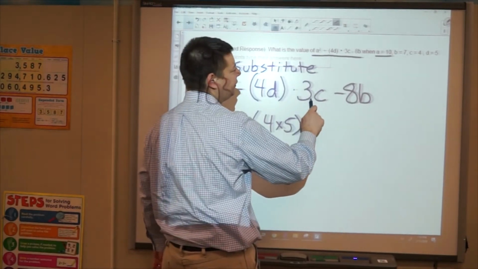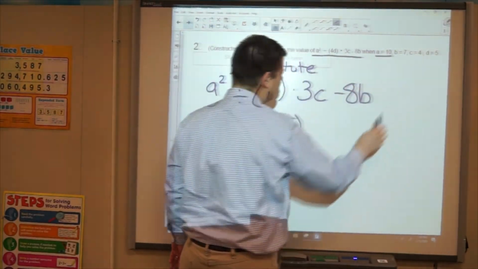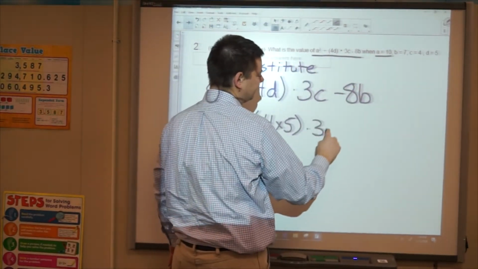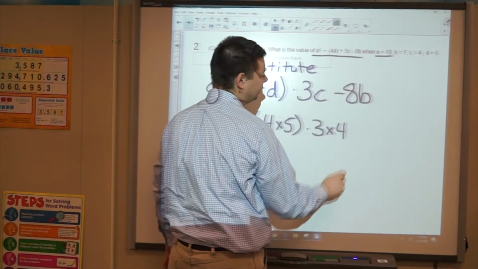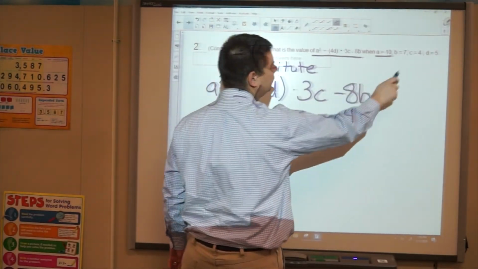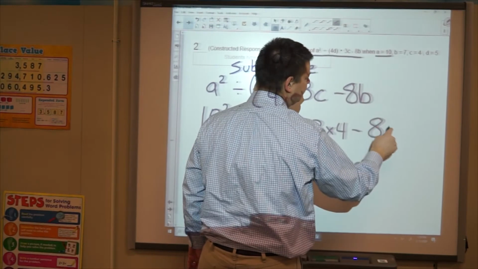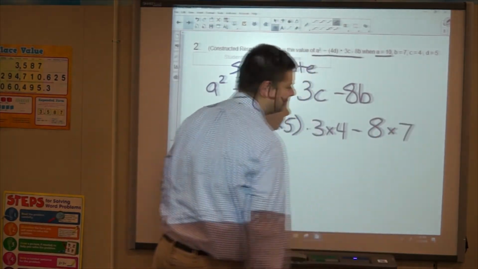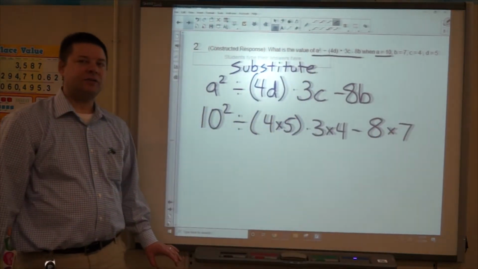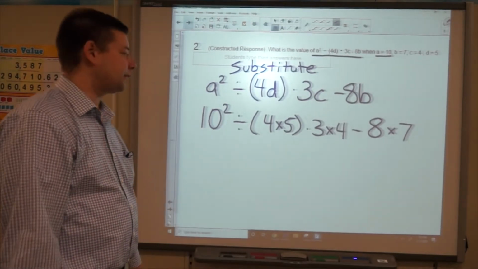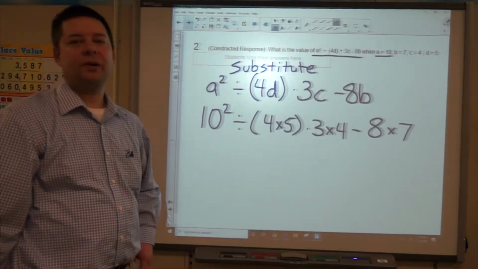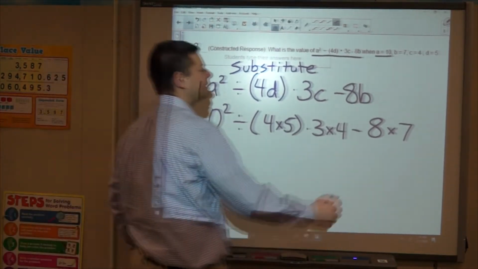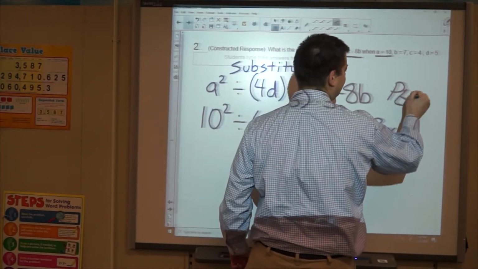And then I have c. c is equal to 4. So I'm going to multiply 3 times 4. And then b is equal to 7. So that's 8 times 7. Now this looks like a lot of work, and to be honest, it kind of is, I suppose. But we need to just follow our order of operations, which we remember is PEMDAS.